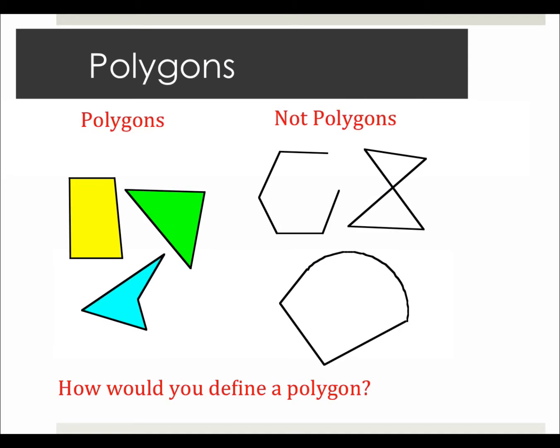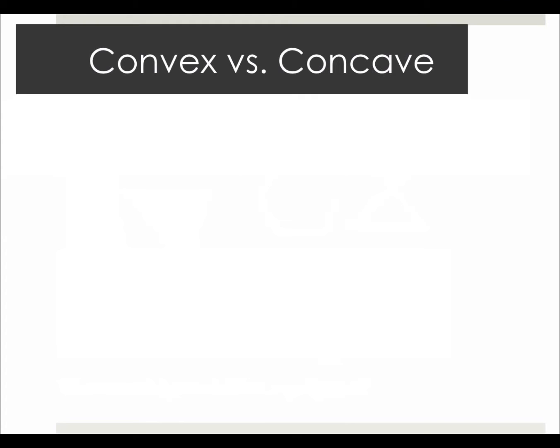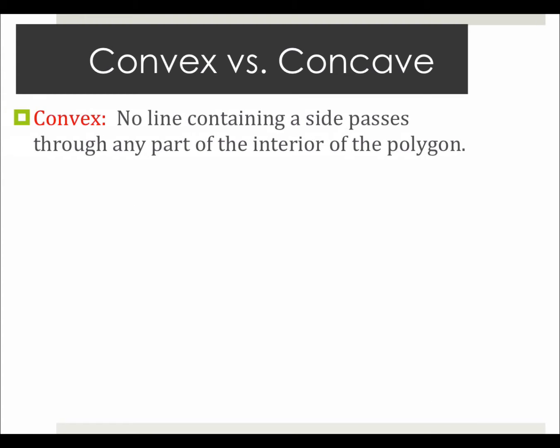Now that we know what a polygon is, we're going to fit polygons into a whole bunch of different categories. The first one would be deciding if a polygon is either convex or concave. I'm going to put up the two fancy mathematical definitions, talk a little bit about them, and encourage you not to write them down because there's a more practical definition. So, first of all, convex. No line containing a side passes through any part of the interior of the polygon.